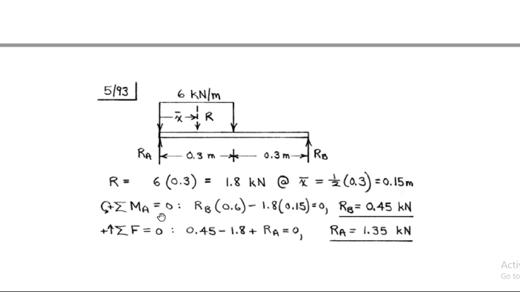We have to find the moment at A. According to the equilibrium condition, the moment should be equal to 0. RB multiplied by this distance, 0.6, minus 1.8 into this distance, 0.45 meter. Summation of forces is equal to 0. Summation of forces will be RA plus RB minus R. So R is equal to 1.8, RB is equal to 0.45, RB minus R is equal to 0.8 plus RA. RA will be equal to 1.35 kilonewton.